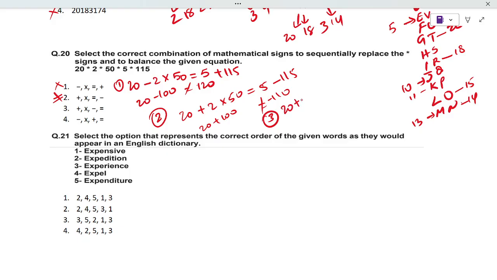Third one is 20 plus 2 into 50 minus 5 is equal to 115. So here 20 plus 2 into 50 is 120, minus 5, yes, we're getting 115, and this is equal to 115. So option 3 is the right one.